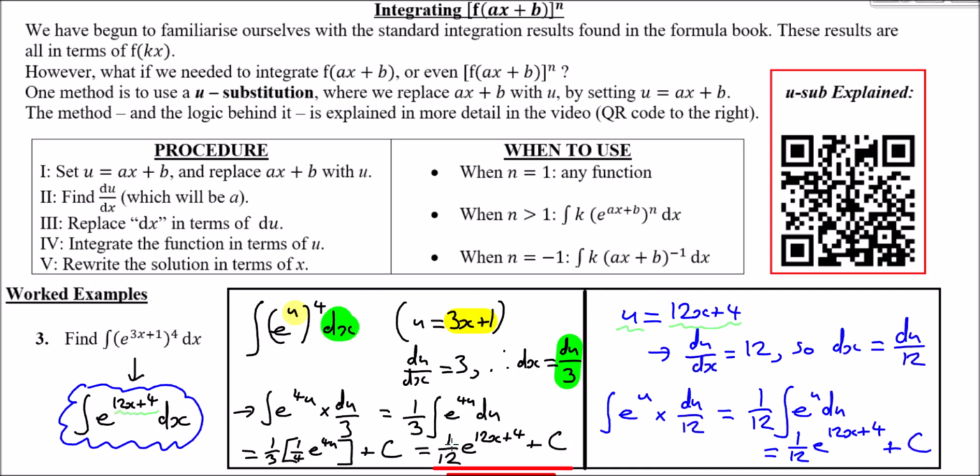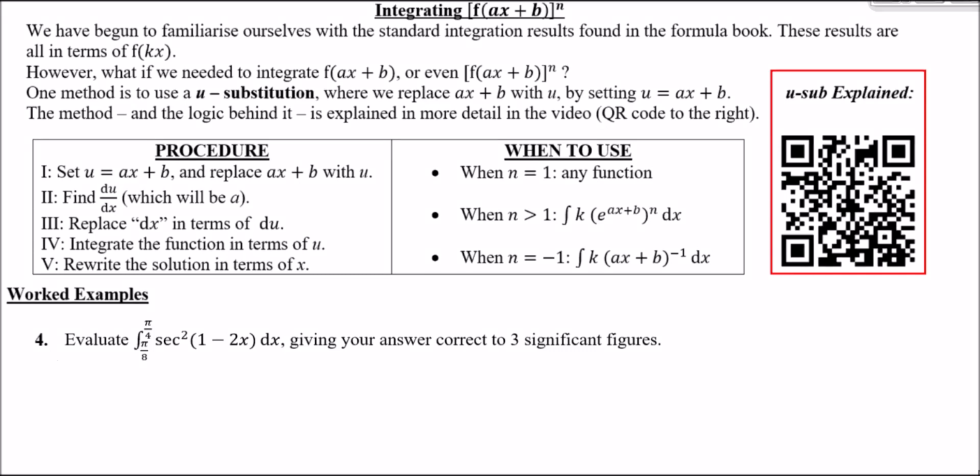So that's equivalent to this. Either way around gets you the correct result. Question 4, we've got a definite integral to consider, but fear not, it's going to work in almost exactly the same way as before. So we're going to integrate from a quarter pi down to an eighth pi of sec squared of 1 minus 2x with respect to x, giving answers correct to 3 significant figures.